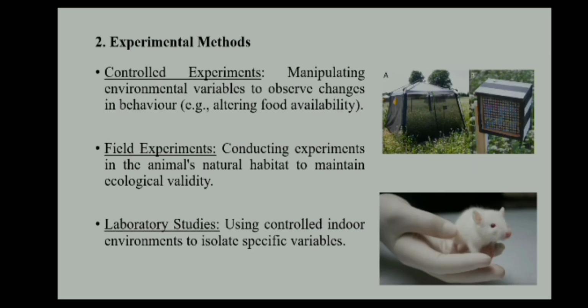Then experimental methods. It has three types. One is controlled experiments, field experiments, and laboratory studies. In controlled experiments, we manipulate environmental variables to observe changes in behavior. For example, altering their food availability. Field experiments, conducting experiments in the animal's natural habitat to maintain ecological validity. Then laboratory studies, using controlled indoor environments to isolate specific variables.